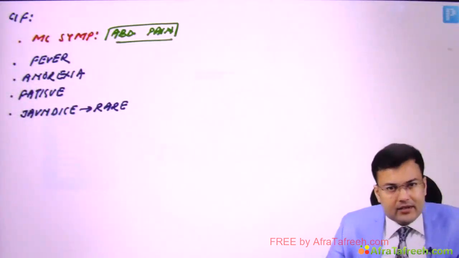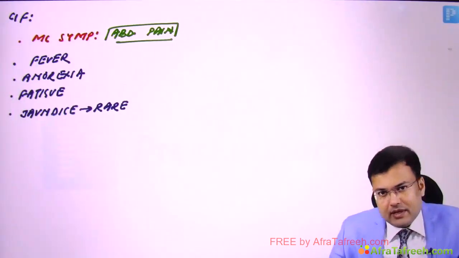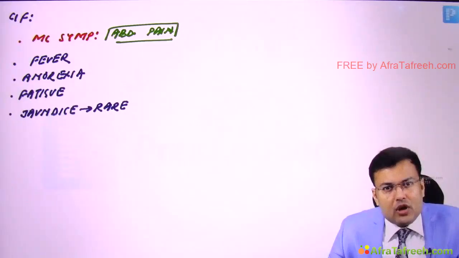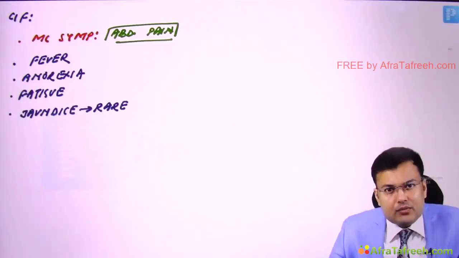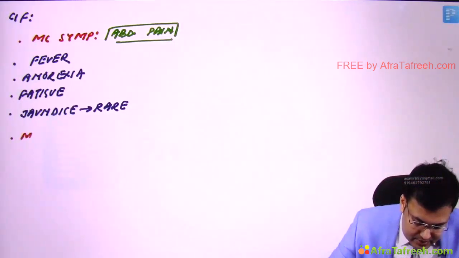We discussed that there is destruction of hepatocytes, and in any situation whenever there is destruction of hepatocytes, what happens? The most common LFT abnormality is raised prothrombin time. So here, if we go for laboratory parameters, the most common LFT abnormality is raised PT.